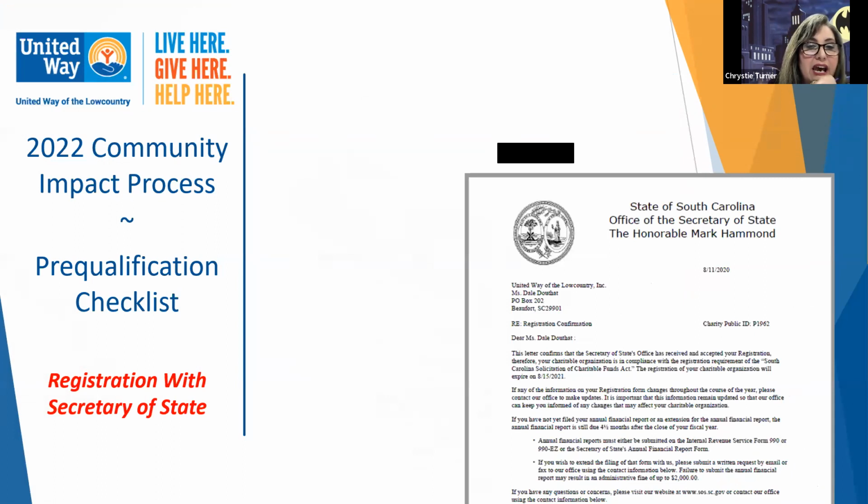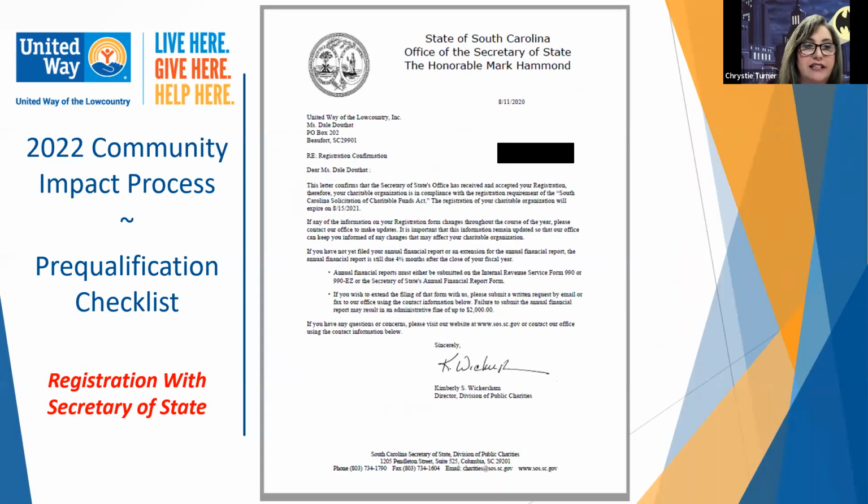Then once you fill it out, you're going to get a letter that looks like this. And it's going to say, this letter confirms that the Secretary of State's office has received and accepted your registration. Therefore, your charitable organization is in compliance with the registration requirement. And then it'll give you your expiration date. Once again, if you are in process, go ahead and attach your last letter along with documentation that shows that you've already submitted your application.